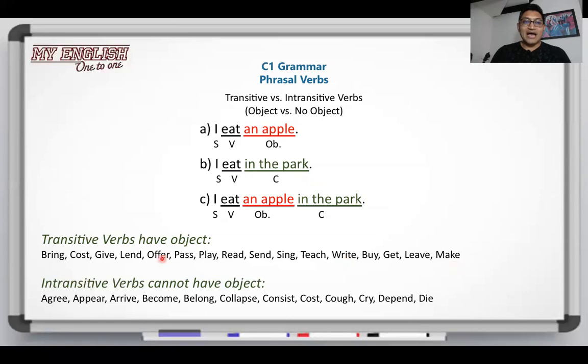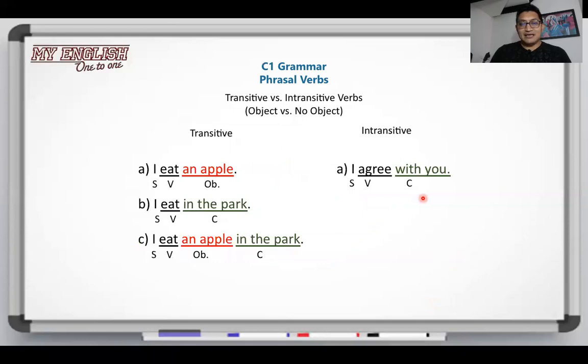Now, what happens with the intransitive verbs? Intransitive verbs can have only a complement. The intransitive verbs do not have an object. And these are the verbs agree, appear, arrive, become, belong, collapse, consist, cost, cough, cry, depend, die, and many others that you will have in an intransitive verbs list with the link in the description. So we have transitive and intransitive verbs.